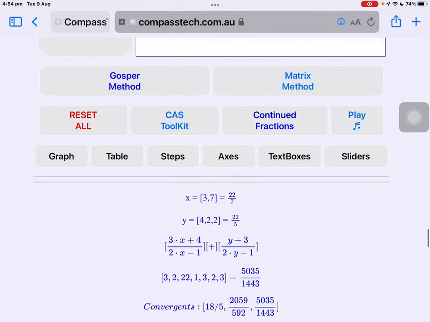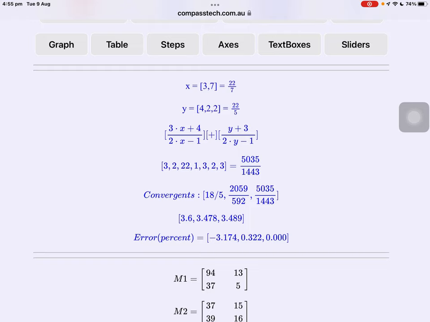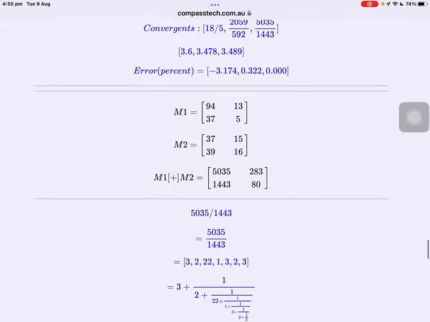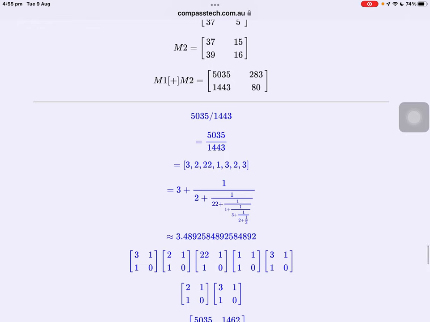Unlike Gosper's, which takes a long time before you even start producing relevant terms. Now, to speak in its defence, Gosper's process is very precise. The terms that it outputs are precisely the terms of your resultant, your answer, the continued fraction, which is your result. This method doesn't spit that out. So look, in this case, our final result was the continued fraction 3, 2, 22, 1, 3, 2, 3. Right?